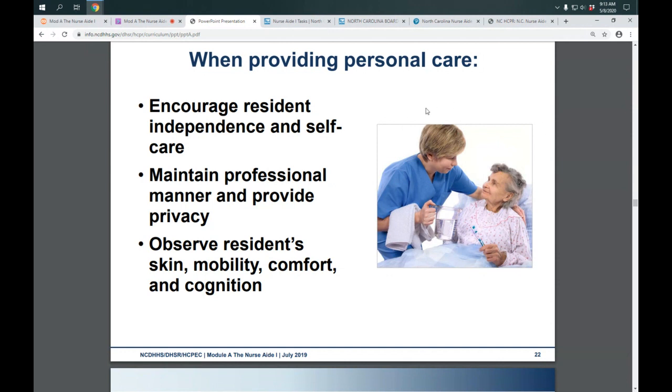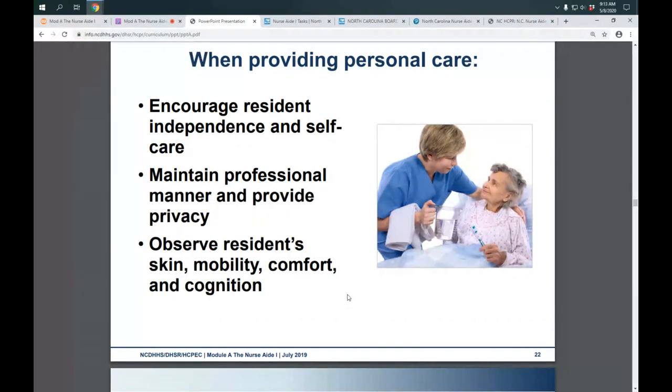But this is so important. Her dignity and her self-respect is everything at this point, right? So we want to encourage them to be as independent and self-care motivated as is possible. Maintain a professional manner, provide privacy, there's that word again, and observe their skin, mobility, comfort, cognition.